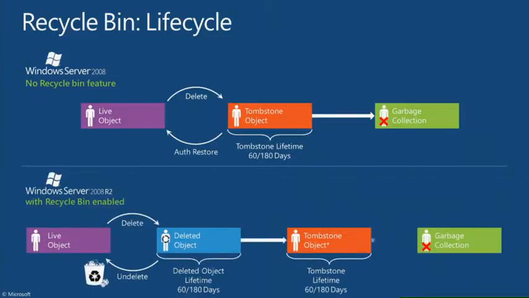So when we enable Active Directory Recycle Bin, we are getting a different process here. The live object is turning first into a deleted object, and the deleted object is maintaining all valuable information.